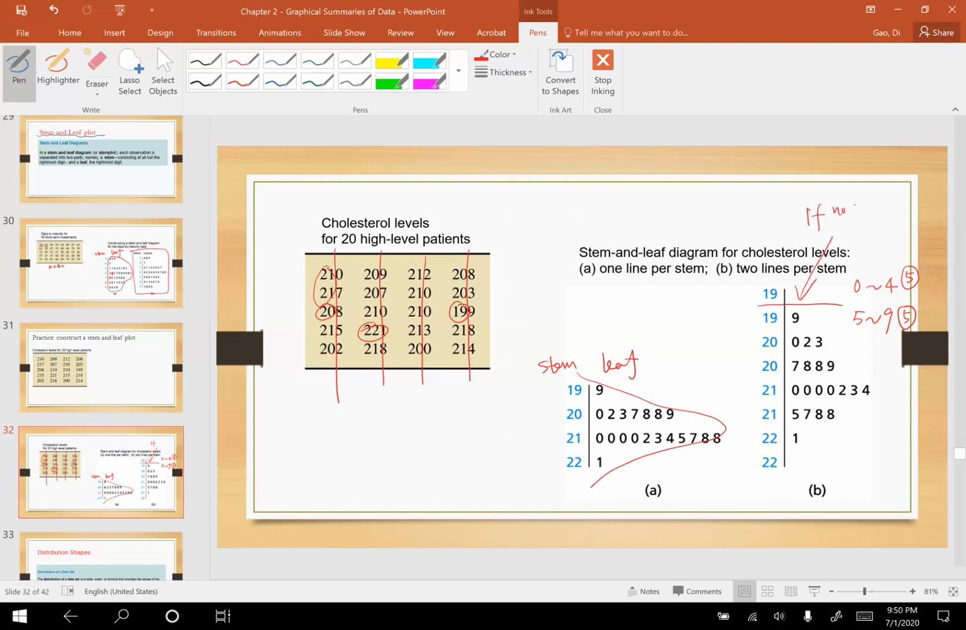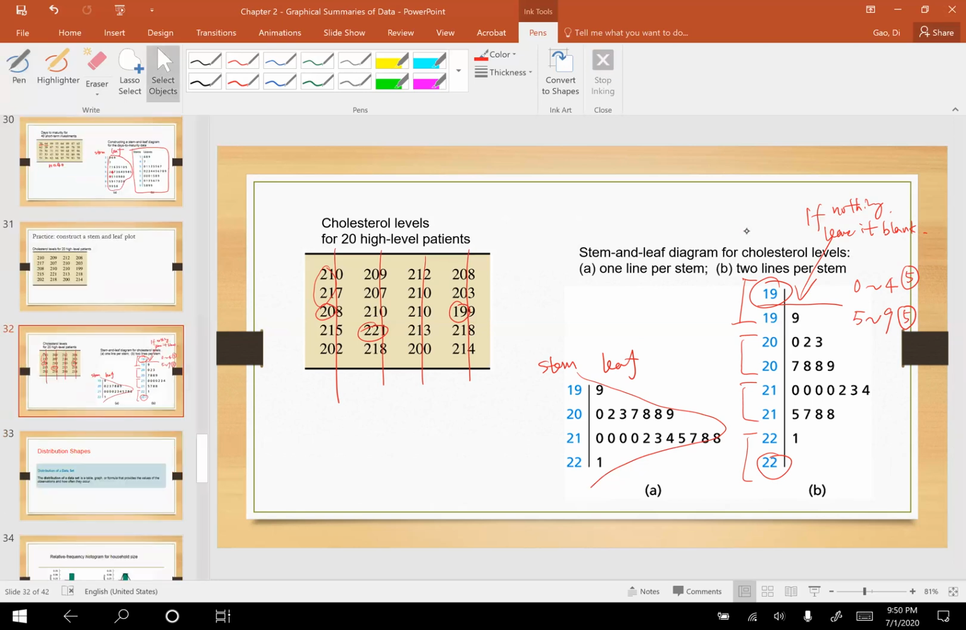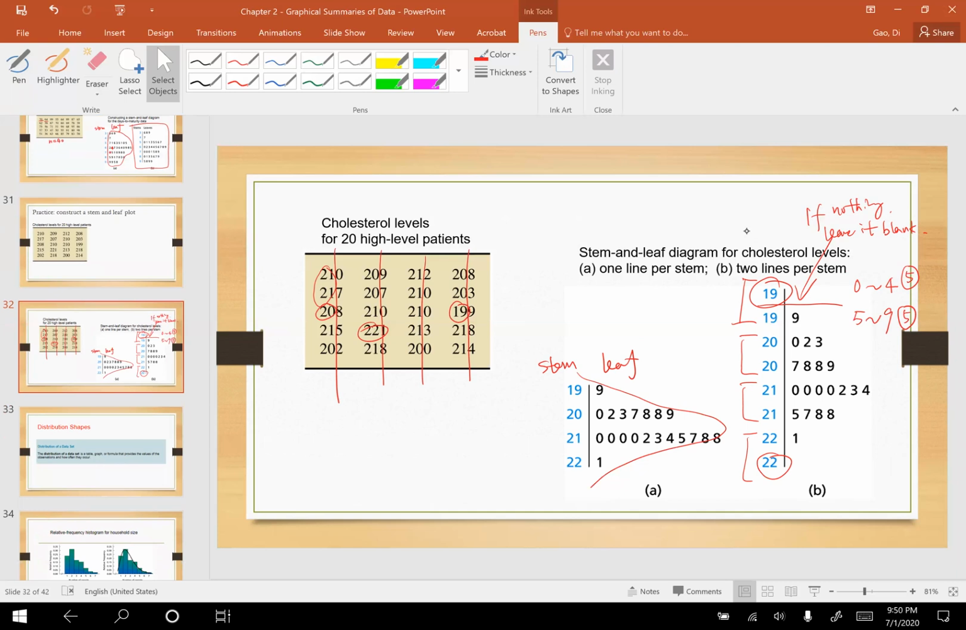If nothing, just leave it blank. But you still have to include this level. Same thing for 22, because you want it to be fully stated for the stem. So this is the second example for stem leaf plot.